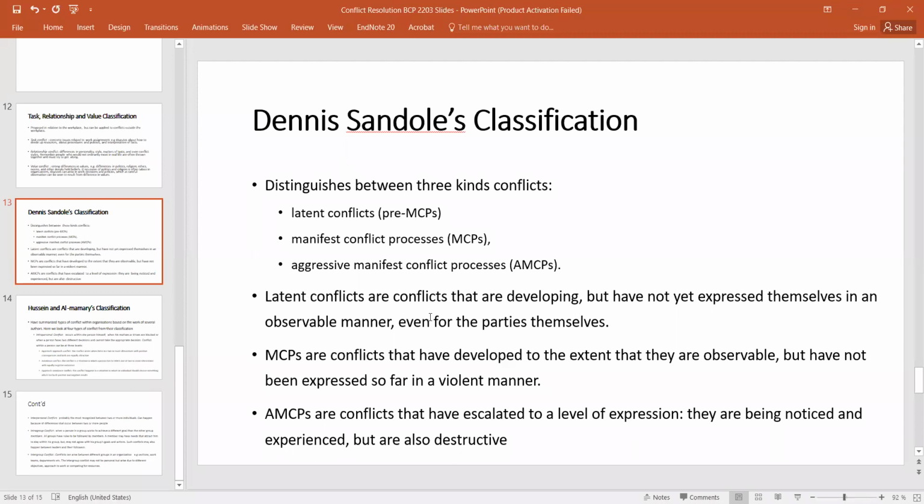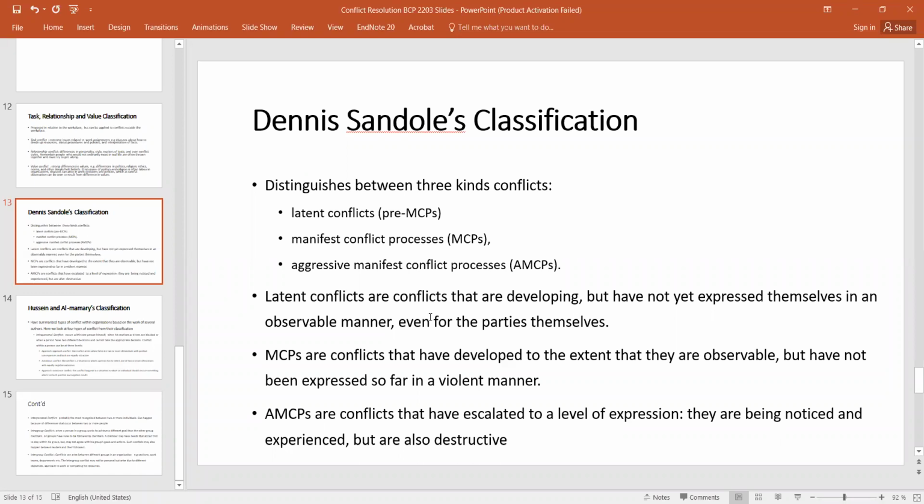Latent conflict is when conflicts are developing, but it has not yet expressed itself into something that we see. Imagine a couple, husband and wife. This husband comes home late every day. The wife is still being a good wife, she is quiet. She is getting angry, but she has not yet said anything. And the husband is consistently coming late.